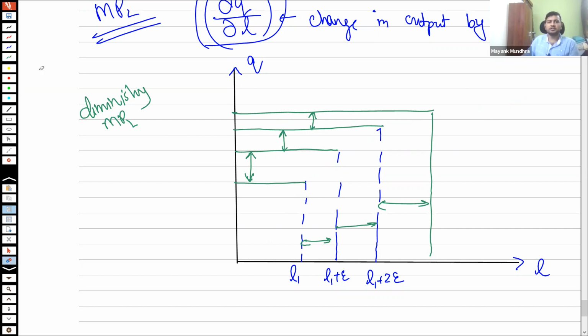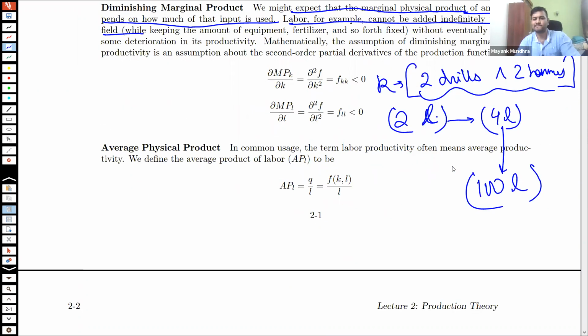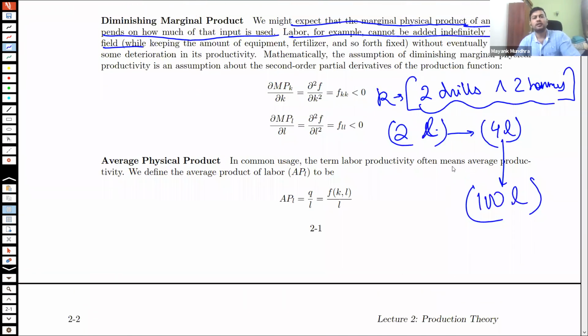In reality, this would actually start dipping after some point. Like I said, after some point it will start dipping, but this is not an assumption we make. We make the assumption that it keeps increasing, but the slope is going to keep reducing. So it's going to be a concave curve. Now, apart from marginal productivity, there's another concept which is average productivity.